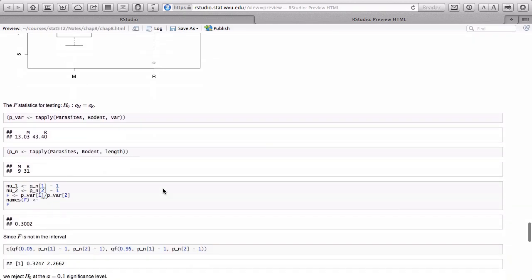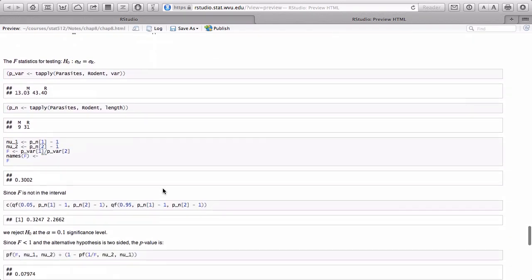And so if I wanted to compute sigma 1 squared over sigma 2 squared, I have to get the variances. So I could again use that t-apply. And in this case, first of all, we previously got the means. Now I'm going to get the variance. The variances are mapped across rodents, so I get the parasite variances for each group. And I get the sample sizes.